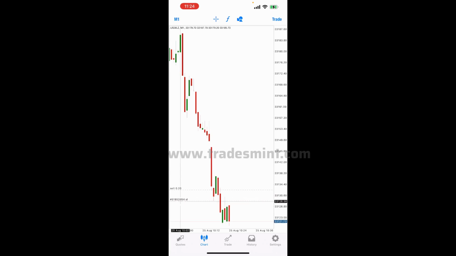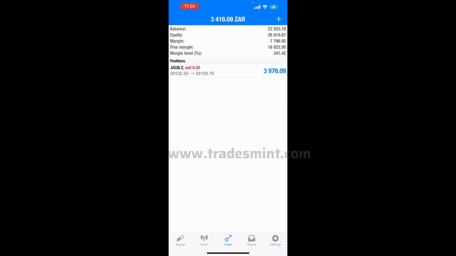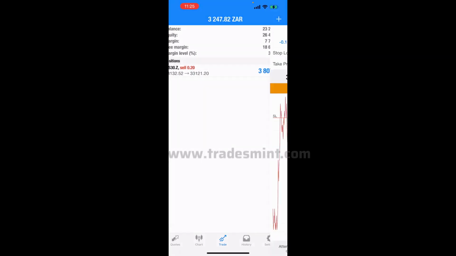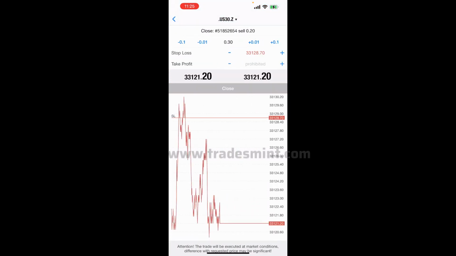If it hits my stop loss, I'm happy. I'm not going to cry. It's going to close me on profit. The other example, which is the last example that I did, said if you are running a 0.20 on a pair, you can literally close only 0.10. You can only close 0.10.